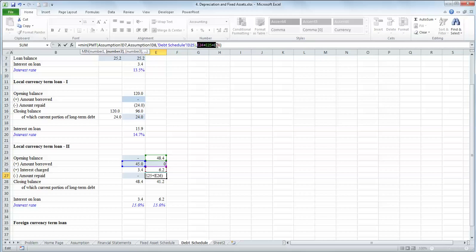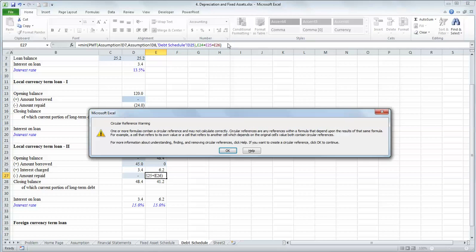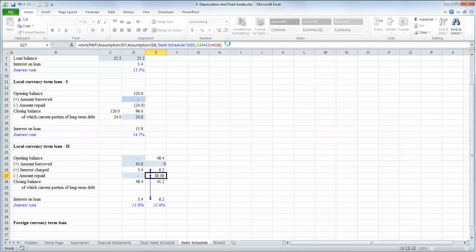Typically in a term loan, the company is not going to borrow any new loan in between a year, so you may as well exclude it, but just for the sake of consistency we are retaining it in this particular model. But that creates a circular reference because the interest charge is dependent on amount repaid and amount repaid is dependent on interest charge. The way to overcome that would be either to compromise on the interest formula or simply exclude the opening balance, or rather the interest component, from the minimum calculation.